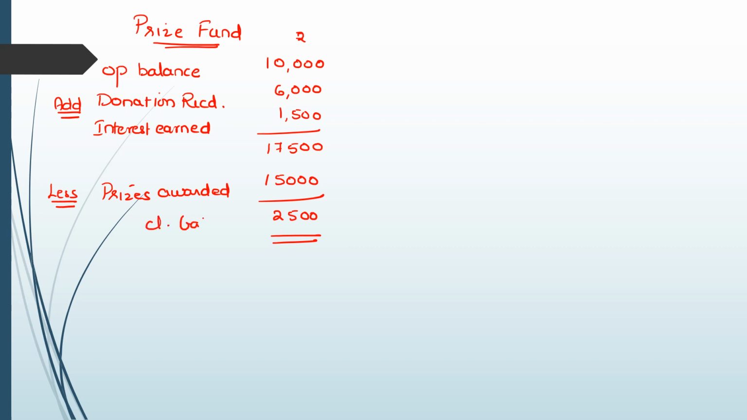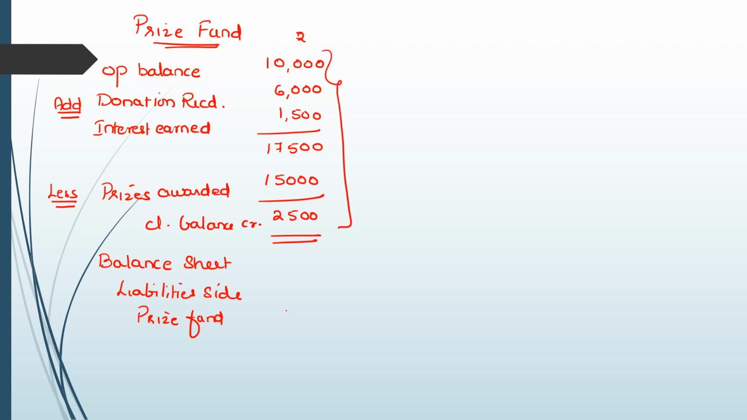This is the closing balance, which is a credit balance. So where would this appear? This would appear in the balance sheet on the liabilities side as prize fund. Under the head prize fund, the details as given would be specified, and in the outer column would be the fund balance that would continue into the next year's balance sheet as the prize fund opening balance.